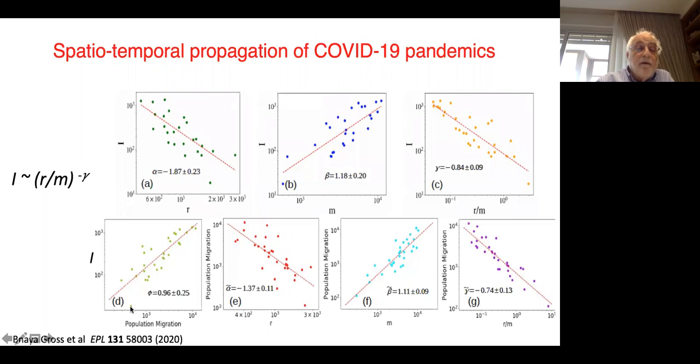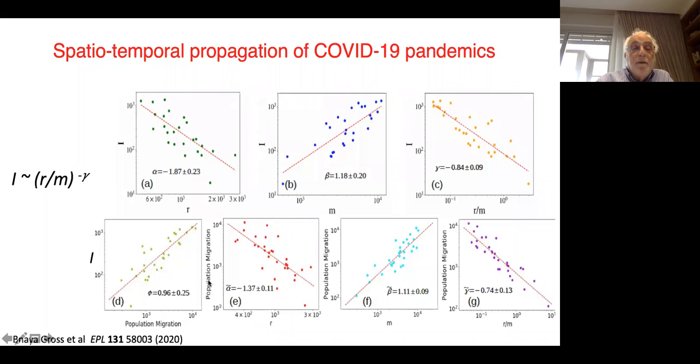And you can see here that the population migration from Hubei, the number of people that travel from Hubei to other cities, is proportional to the number of infections of the city. This is, I think, an interesting result that shows actually that traveling brought the infection to other places.